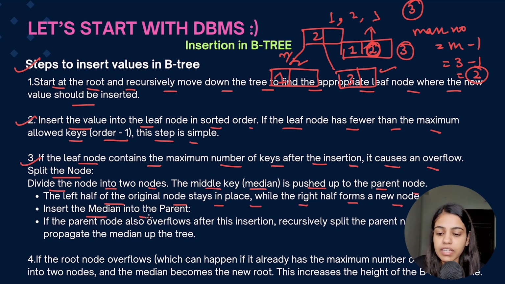So insert the median into the parent. If the parent node also overflows after this insertion, recursively split the parent node and propagate the median up the tree. So the fourth one is if the root node overflows.